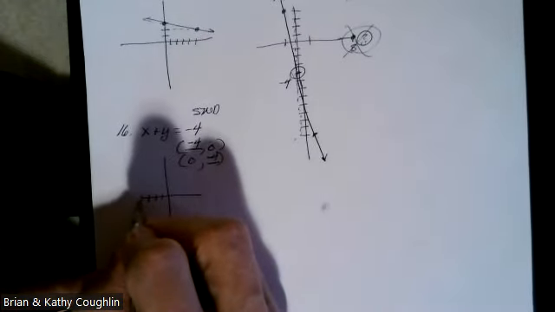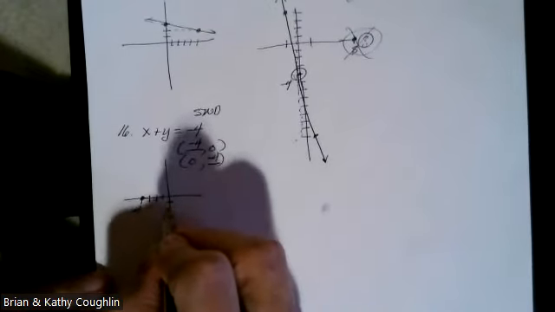You'll have an x-intercept at -4 comma 0, and then you have a y-intercept of 0 comma -4. And you have a line going downhill. Does that make sense? So there's your line.